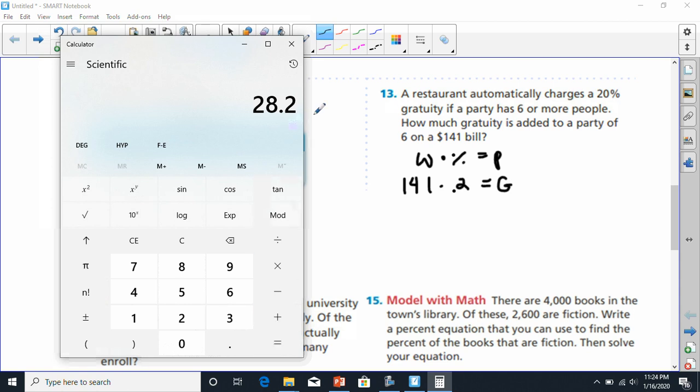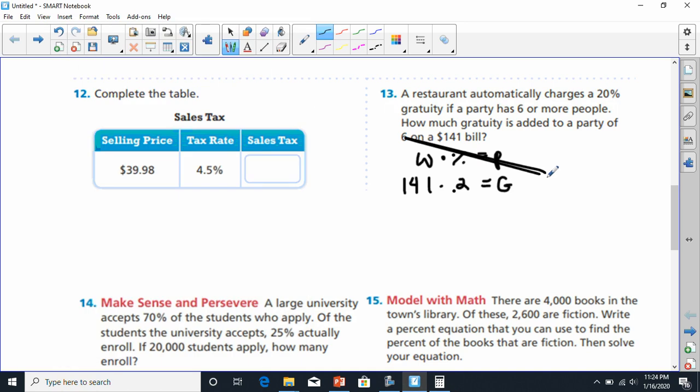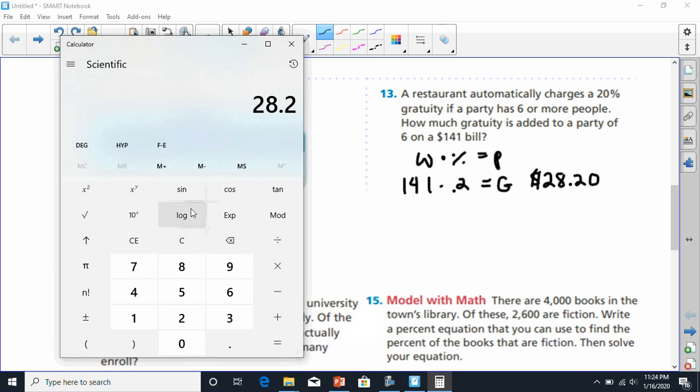And that's going to equal 2820. So our gratuity for a $141 bill is going to be $28.20. All right.